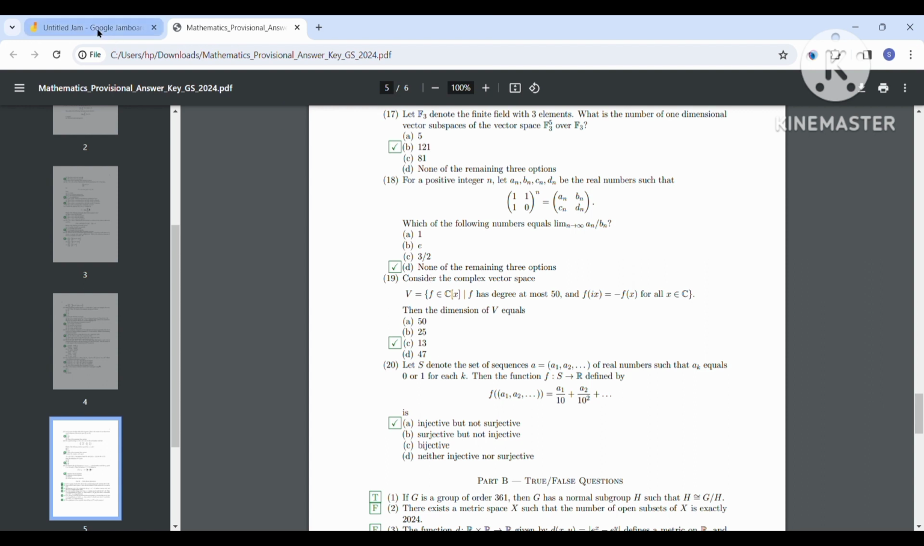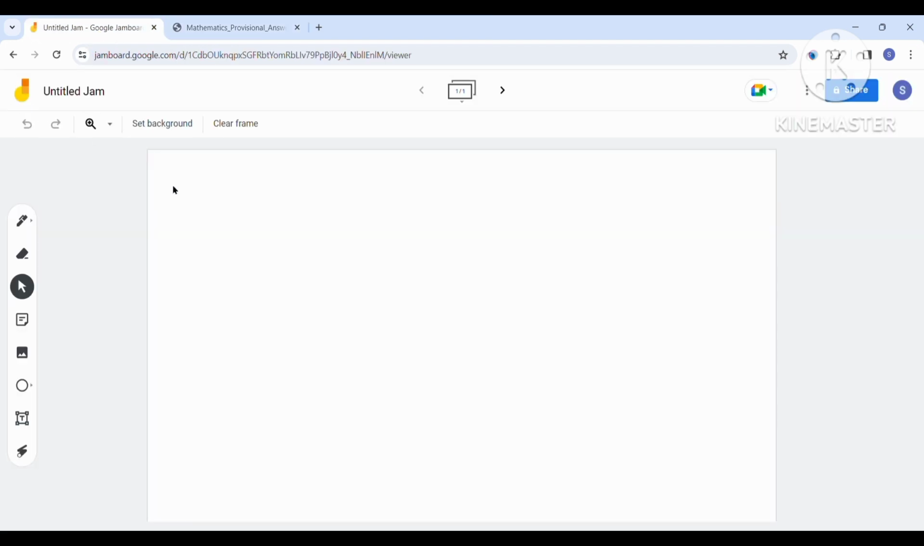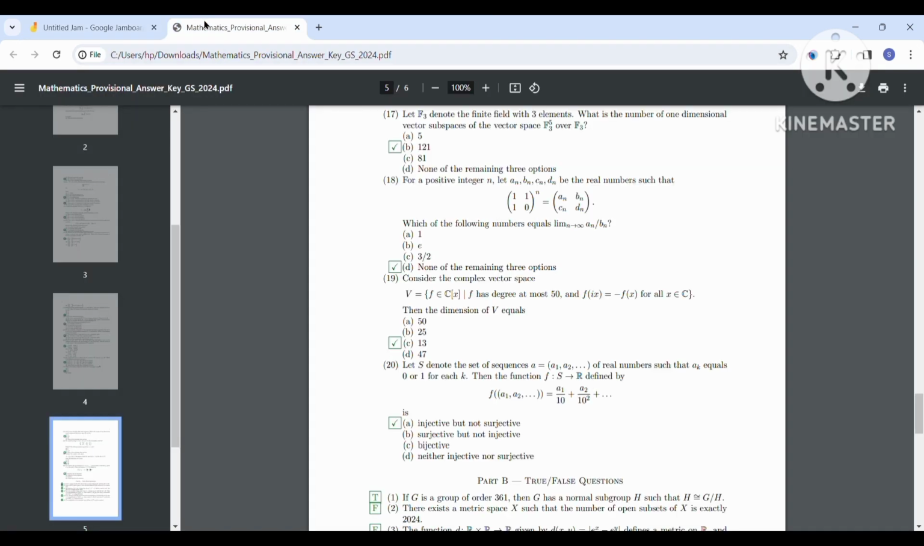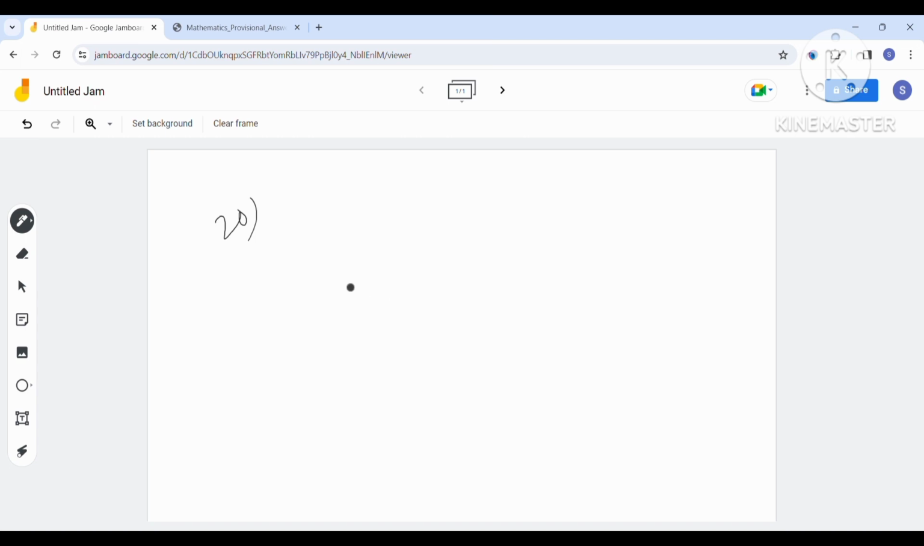Now question number 20. Question number 20 is also a good problem. It says that we are considering all real sequences, and then it maps a1, a2, this sequence, to a1 by 10 plus a2 by 10 square and so on. Okay, so let a equal this sequence, and b equal this sequence.